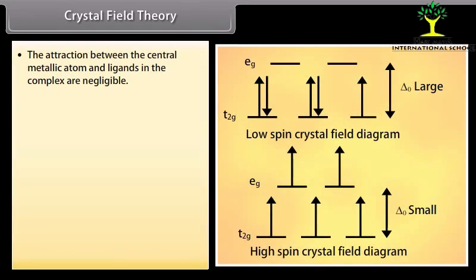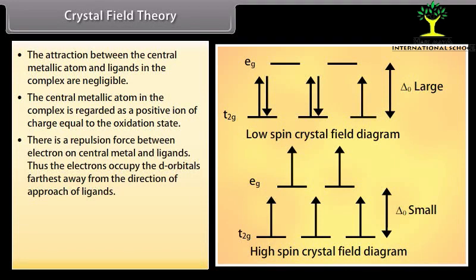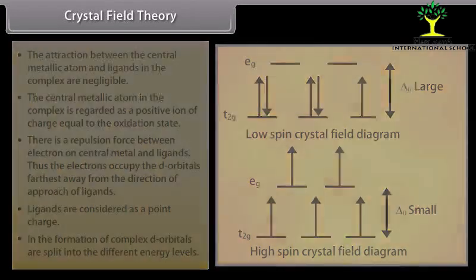Crystal field theory. The important points of the crystal field theory are following. The attraction between the central metallic atom and ligands in the complex is purely electrostatic. The central metallic atom in the complex is regarded as a positive ion of charge equal to the oxidation state. There is a repulsion force between electrons on central metal and ligands. Thus, the electrons occupy the d orbitals farthest away from the direction of approach of ligands. Ligands are considered as point charges. In the formation of complex, d orbitals are split into different energy levels.